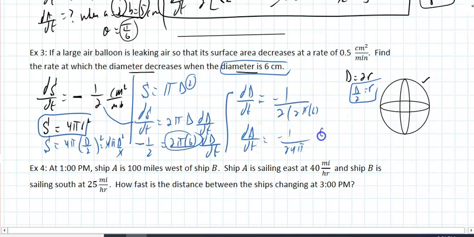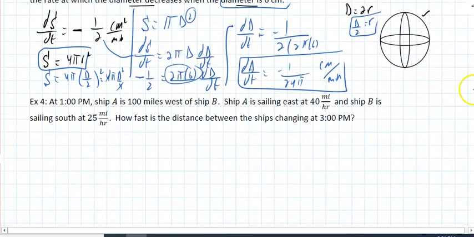What would be the diameter? That's in centimeters, and the time is in minutes. So as you see, the setup is the most crucial part. We're going to take a derivative every time, no questions asked.